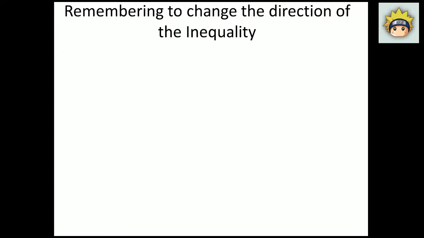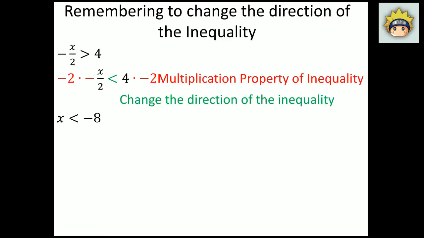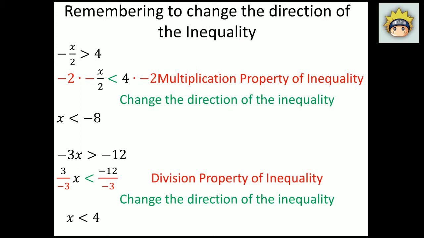Remember to change the direction of the inequality when you multiply or divide by a negative value. In this case, we see that it is a greater than symbol here, but when we multiply both sides by -2, we have to change the direction of the inequality. Same thing for the division property of inequality. When we divide by a negative number, we have to change the direction of the inequality.